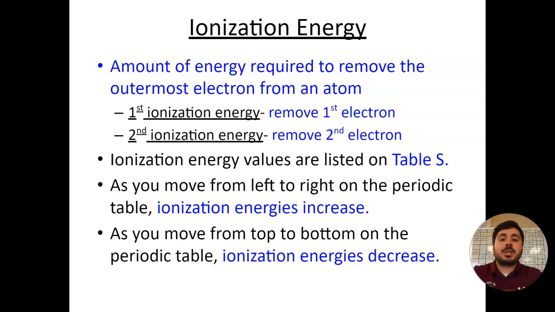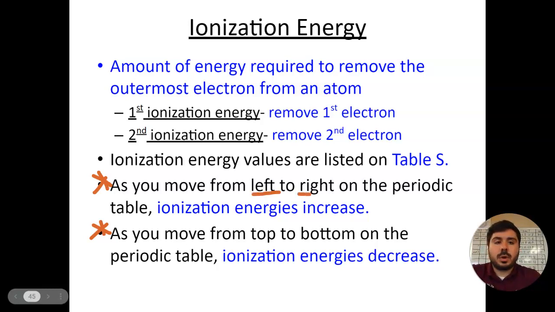So ionization energy is the amount of energy required to remove the outermost electron from an atom. And again, as important as the vocabulary and the definition of ionization energy are, my biggest thing I need you guys to know and understand is this bullet point right here, and this bullet point right here. As you move from the left to the right on the periodic table, ionization energies increase. So from the left to the right, we're going to see an increase.